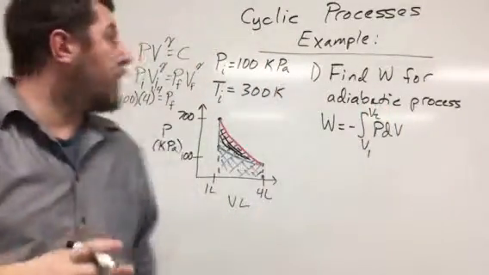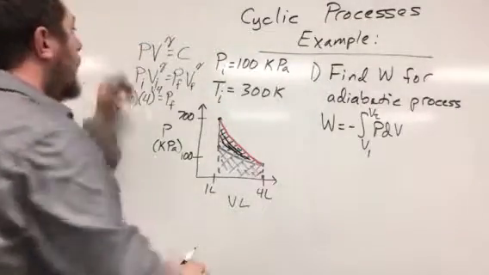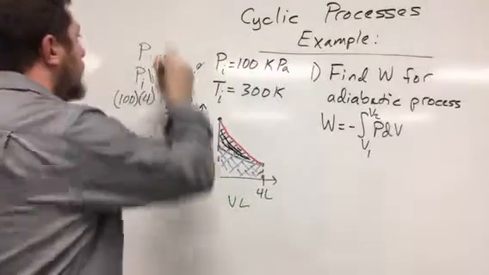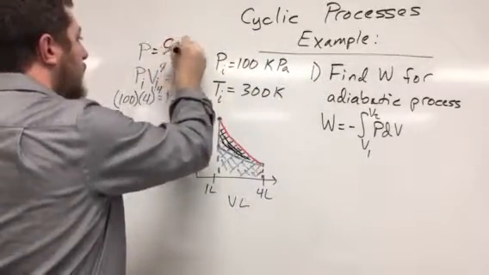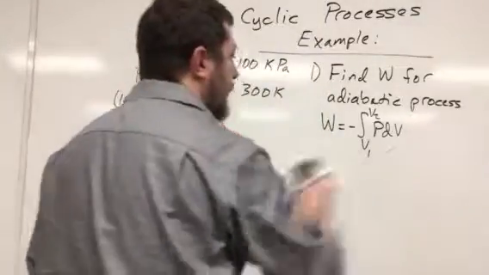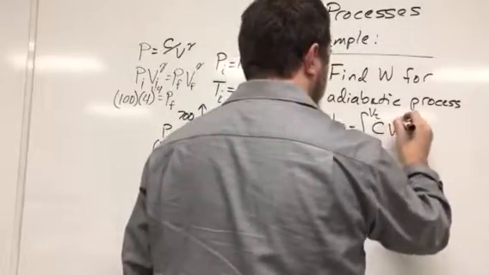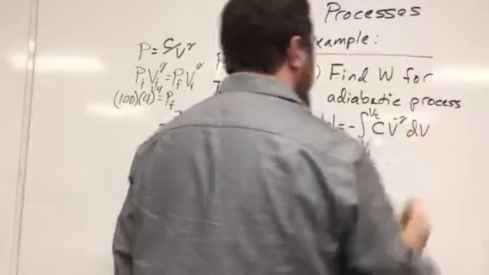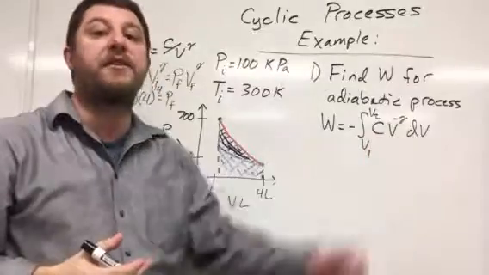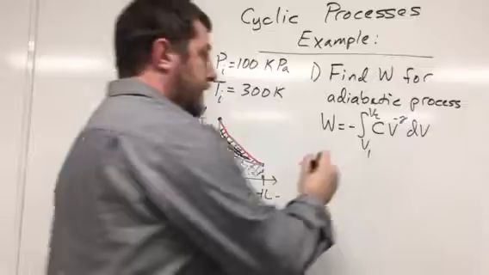And we're going to use our adiabatic equation, because P is going to equal C over V to the gamma. Or we can write this as C times V to the negative gamma dV. So this is the function we're now going to integrate, between our two volumes.